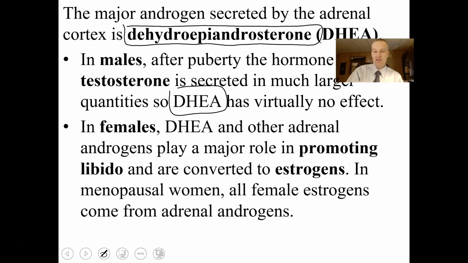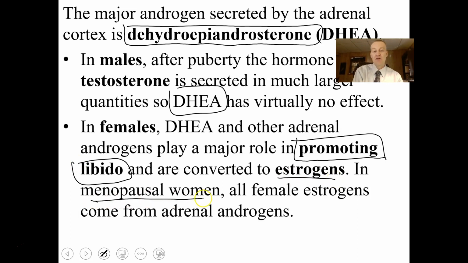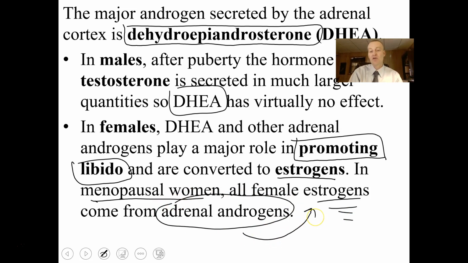In females, however, DHEA and other adrenal androgens are going to promote several different things. They're going to promote libido in females, which is sex drive. And they're also going to be converted into estrogens. So in females who stop producing estrogen from their ovaries, the estrogens that are predominantly made come from the conversion of adrenal androgens into estrogens, so that the female has some estrogen circulating in the bloodstream.